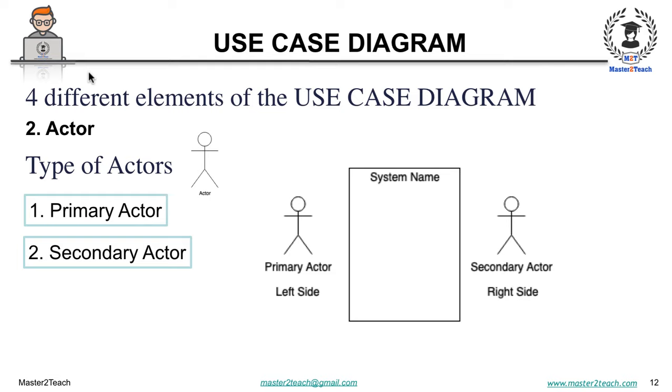Primary actors should be positioned on the left side of the system, whereas secondary actors are placed on the right side of the system.